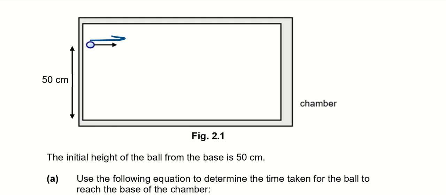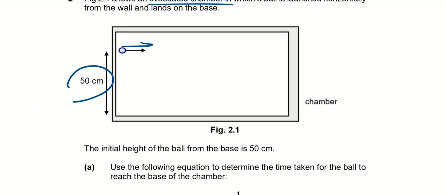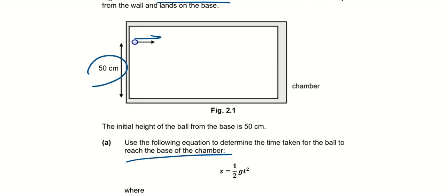So the initial height of the ball from the base is 50 cm. Use the following equation to determine the time taken for the ball to reach the base. Have you all seen this equation before? S equals half gt squared. Where did you see it?